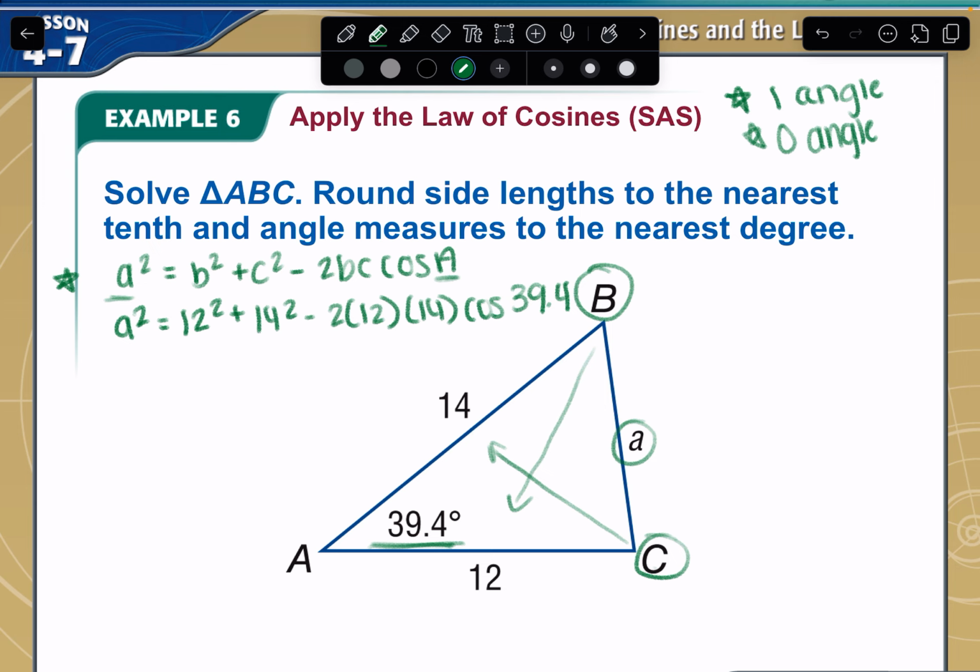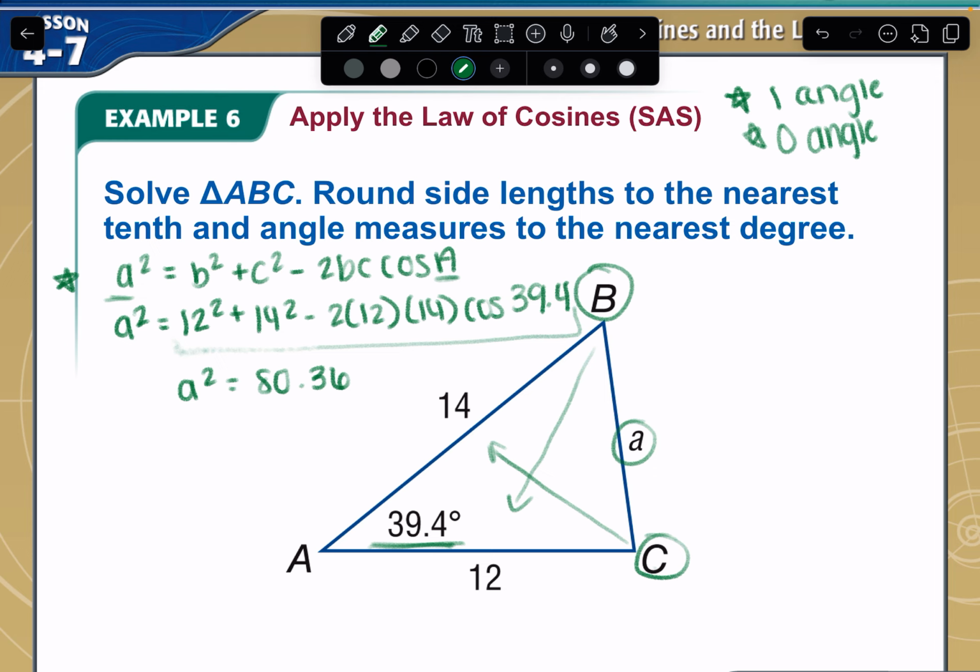For this question, you are more than welcome to do this all in different parts. However, this is all one big thing. You are more than welcome to plug that entire chunk into your calculator at one time. If you do that, you would get A squared is equal to 80.36.